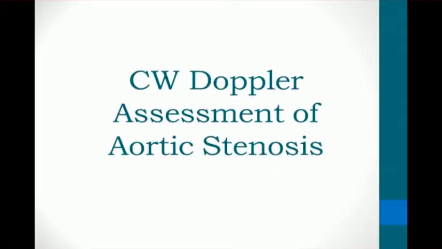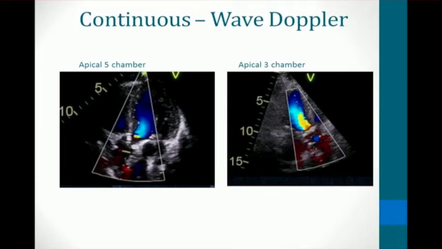Let's talk a little more about obtaining these measurements with the ultrasound. First, we'll start with continuous wave Doppler. Continuous wave Doppler is where the transducer uses two piezoelectric crystals, one that is constantly emitting pulses, another that is constantly listening for the return signals. This allows the machine to record the highest velocities without aliasing.